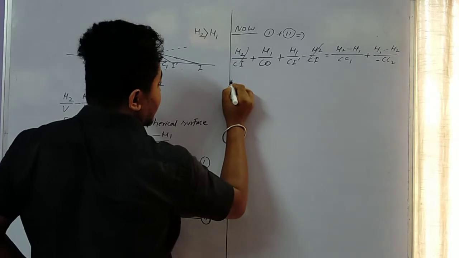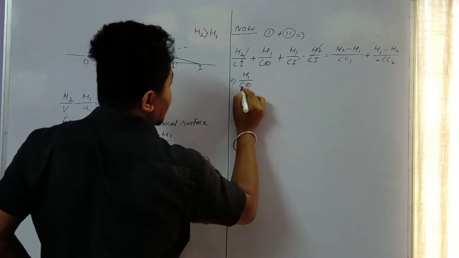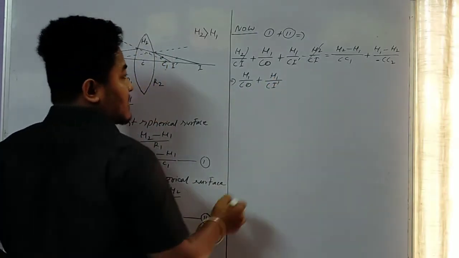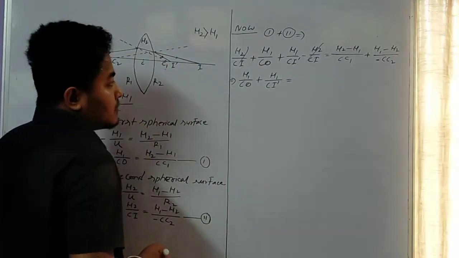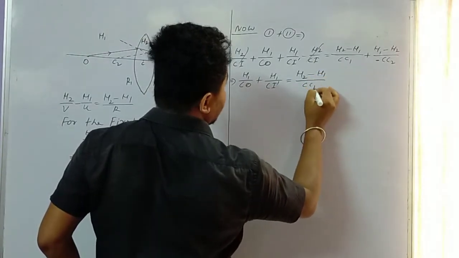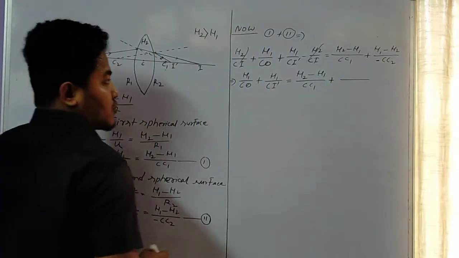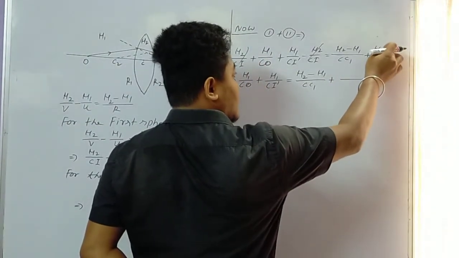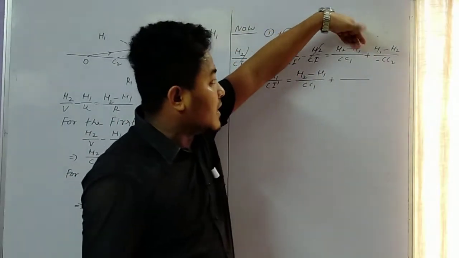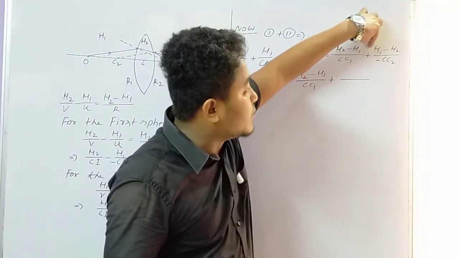What will remain here? mu1 by CO plus mu1 by CI dash is equal to mu2 by mu1 by CC1, that is plus, if I make one thing for sure here, this is minus CC2 and this is mu1 minus mu2. If I want to make this upper part similar, as it is mu2 minus mu1, I want to make this also mu2 minus mu1.